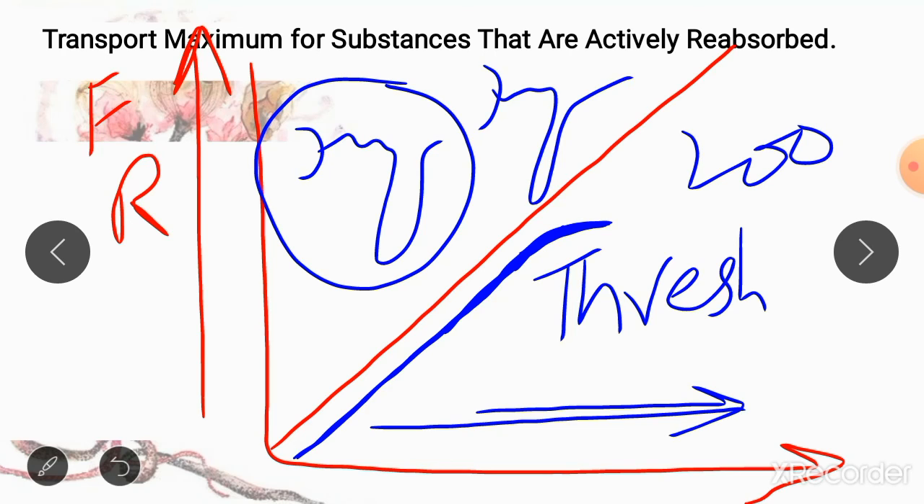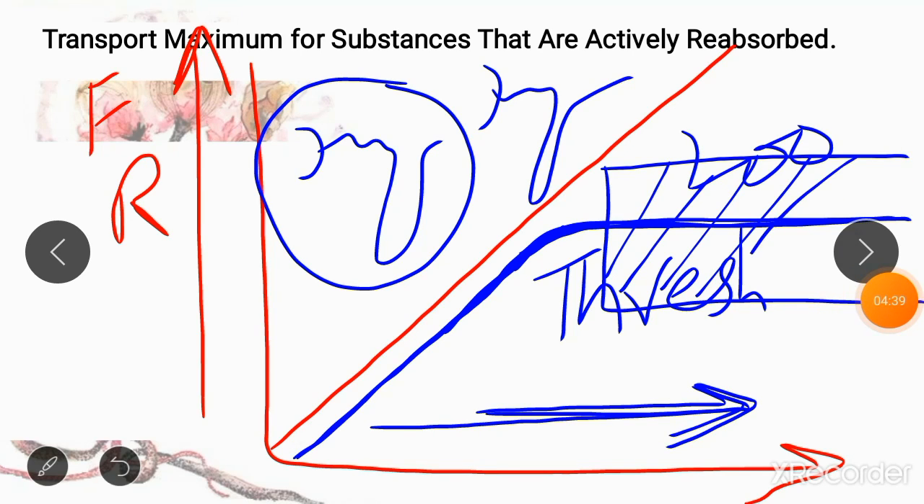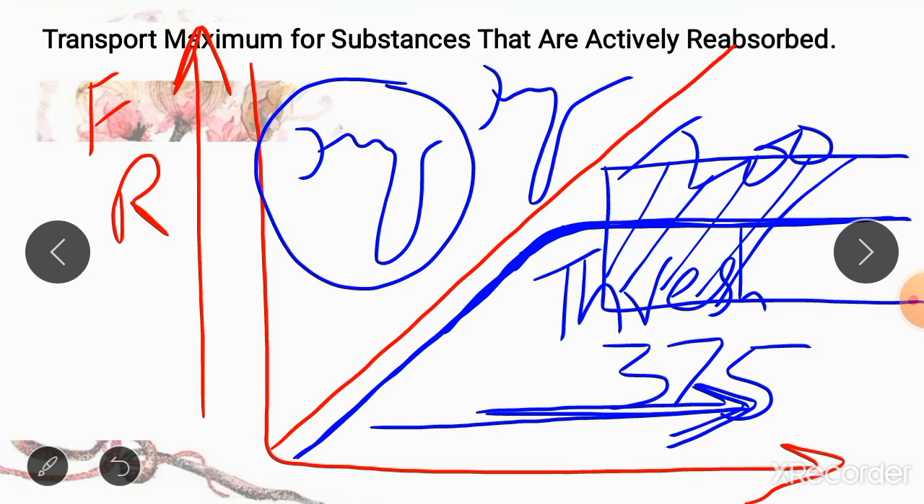And when you further increase the concentration of glucose in your plasma, the reabsorption of glucose is now going to become constant, and no more glucose will be reabsorbed, and this is depicted by a straight plateau or a straight line on your graph. And this is when all of your nephrons, all 2 million of your nephrons, are saturated, and this is known as transport maximum, and this is achieved at 375 milligrams of glucose concentration.